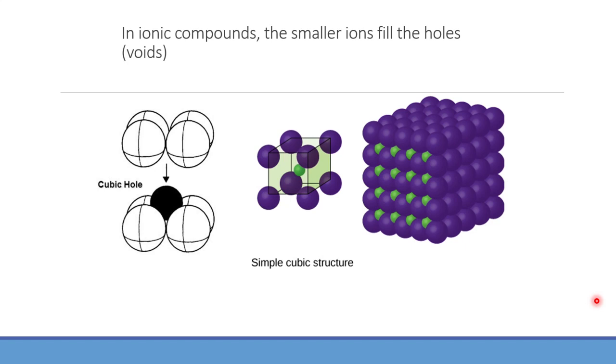So ionic compounds, the smaller ion fills the hole, and so there's these voids. So here you have your simple cubic structure, and there's a nice void in the middle, and so another ion can sit in that void, inside that hole right there. And so again, this is our simple cubic structure, and the ion sits there in that little void.